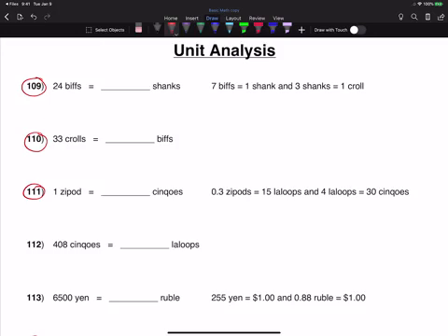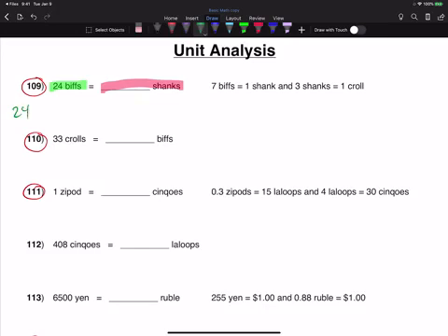So all problems, all questions always have two parts, the given information and the question. So here's the given information, 24 BIFs, and here's the question, how many shanks? I couldn't just ask you, how many shanks is it? Because you would ask me, well, how many shanks is what? What am I starting with? So you always have to have that starting information, and that's what unit analysis starts with.